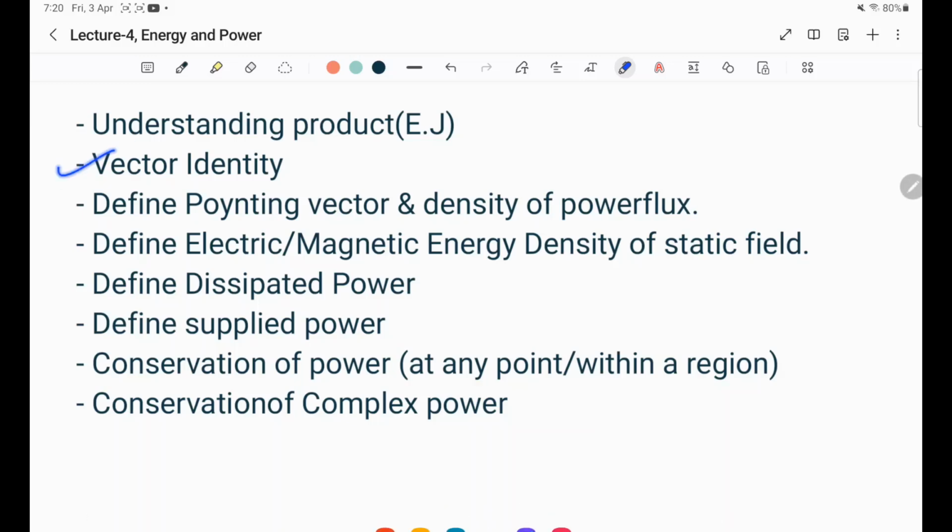This particular topic has been subdivided into these subtopics: understanding the product E dot J, a vector identity, defining Poynting vector and density of power flow, electric and magnetic energy density of static field, defining dissipated power, supplied power, and finally conservation of power at any point or within a region, and conservation of complex power. In this lecture 4 part 1, we are going to deal with instantaneous field quantities. We will stop at this point. In the next part we will deal with conservation of complex power. So let's start.